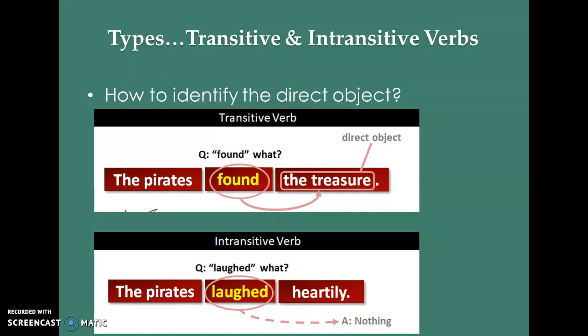Look at the second example. The pirates laughed heartily. Now here you can ask the question after laughed, what? They laughed what? You're not getting any answer to what. So heartily is telling you how they laughed. It's not telling you what they laughed. It means laughed is an intransitive verb, it doesn't take an object.